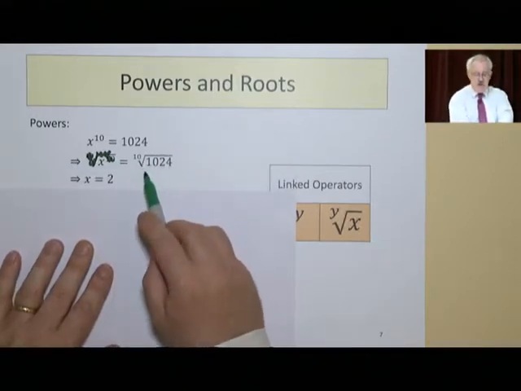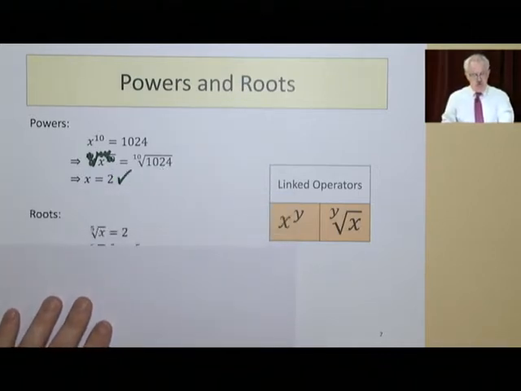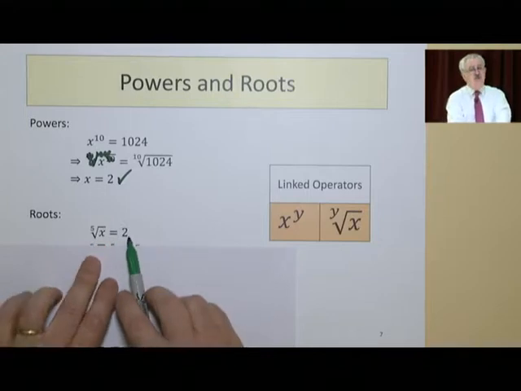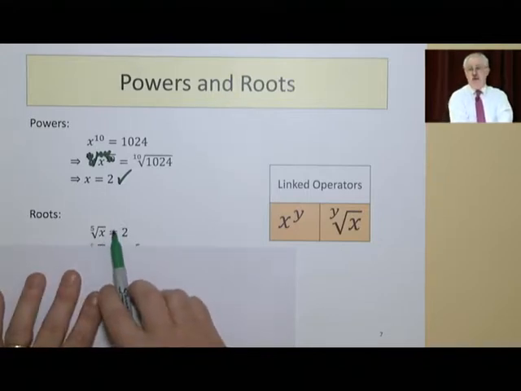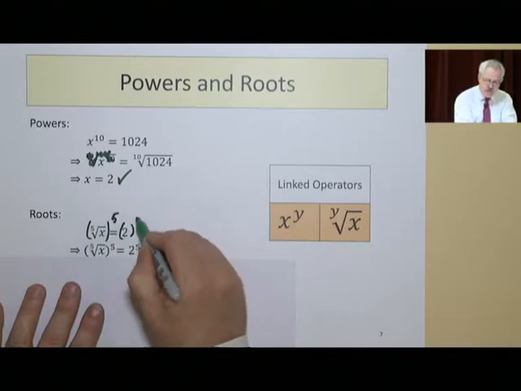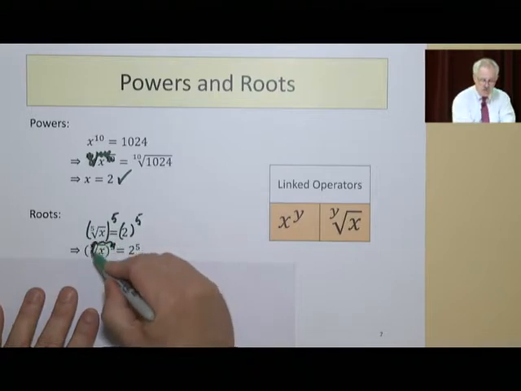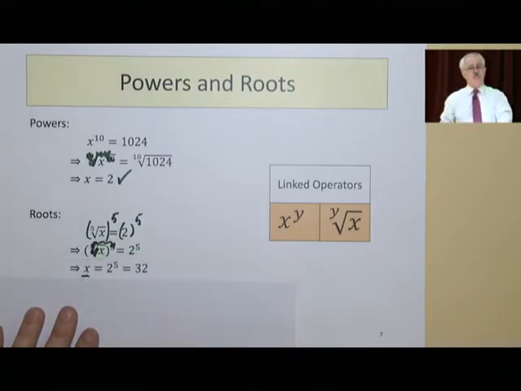That's a calculator. 1024, press 10th root, I get 2. The 5th root of x is 2. Don't know what that is, but I do know that if I raise both sides to the power of 5, which I do here, that'll all go away, and I'll just be left with x. And 2 to the power of 5 is 32.